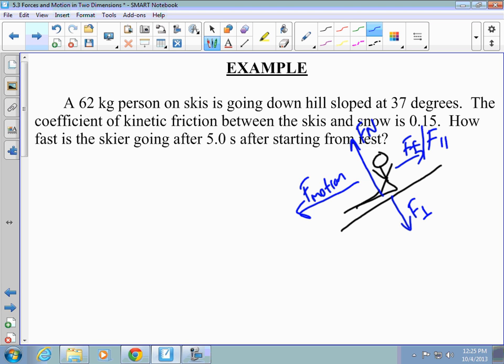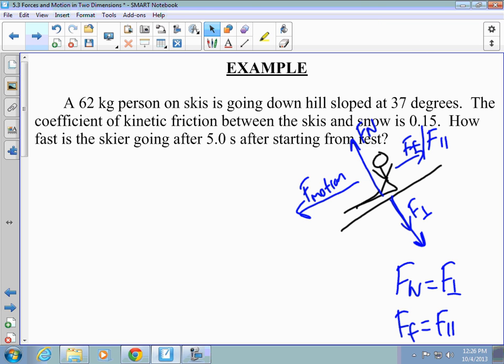Now, the skier is not sinking into the hill at all. So really, my normal force and my perpendicular force should be the same. So remember that: my normal force is equal to my perpendicular force. And I've also already established that the force of friction is equal to the parallel force.